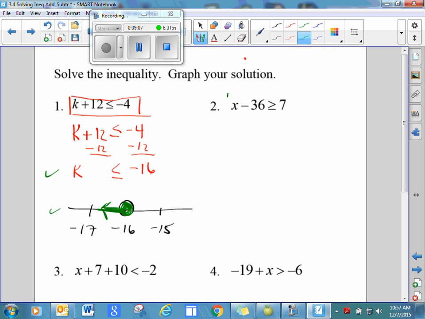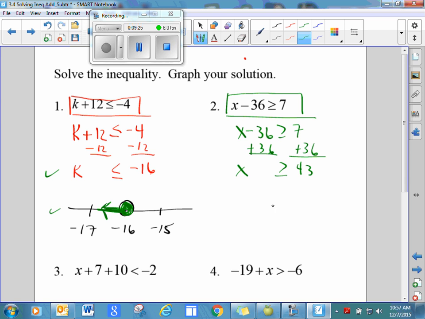Let's do number 2. Box it up. Rewrite. Add 36 to both sides. This is straightforward. Today we're just dealing with addition and subtraction. That's 43, 36 plus 7. I'm good to go, except I need a graph. My target number is 43. On the right is 44. On the left is 42. This is a normal number line going up to the right and down to the left.